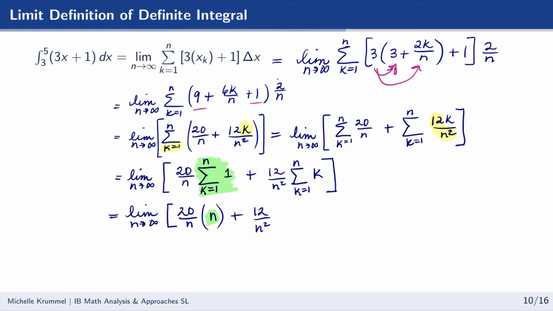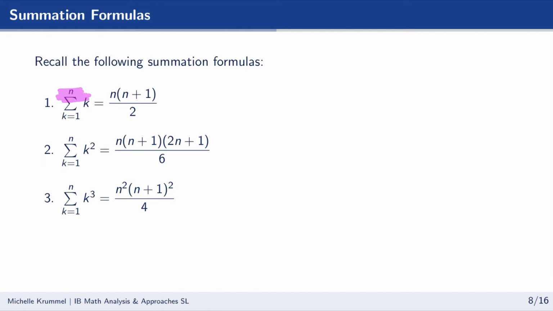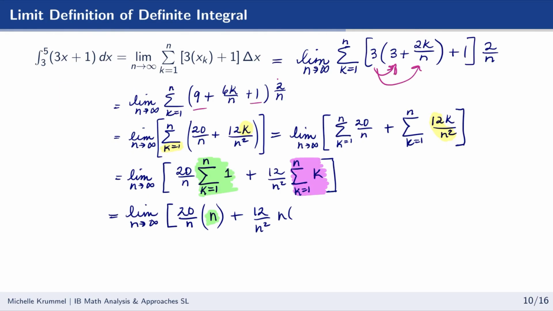Now this, we're going to use one of those formulas. We have the sum from k equals 1 to n of k. Let's go back. The sum from k equals 1 to n of k is equal to n times n plus 1 over 2. So let's make that substitution: n times n plus 1 over 2. Now notice we no longer have summations in this expression, which is good. Now we're ready to take the limit.